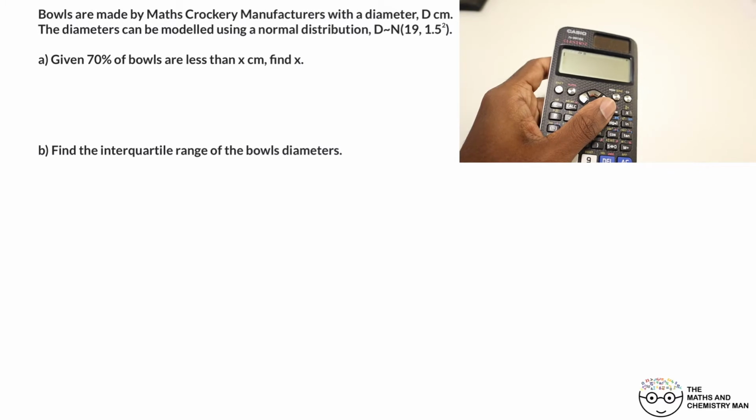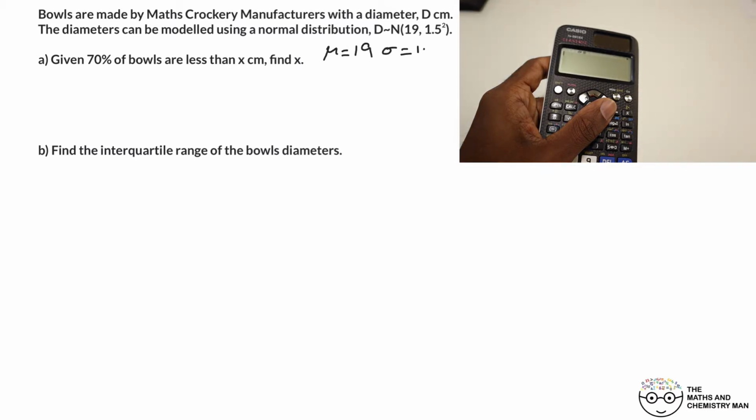Righto, it is solution time, so let's get cracking. Now our distribution tells us that the mean is 19 and our standard deviation is 1.5. So jot those down straight away, that's really important information. Next, we're told that 70% of the bowls are less than x centimeters and we need to find what x actually is. So I think we should make a sketch again.